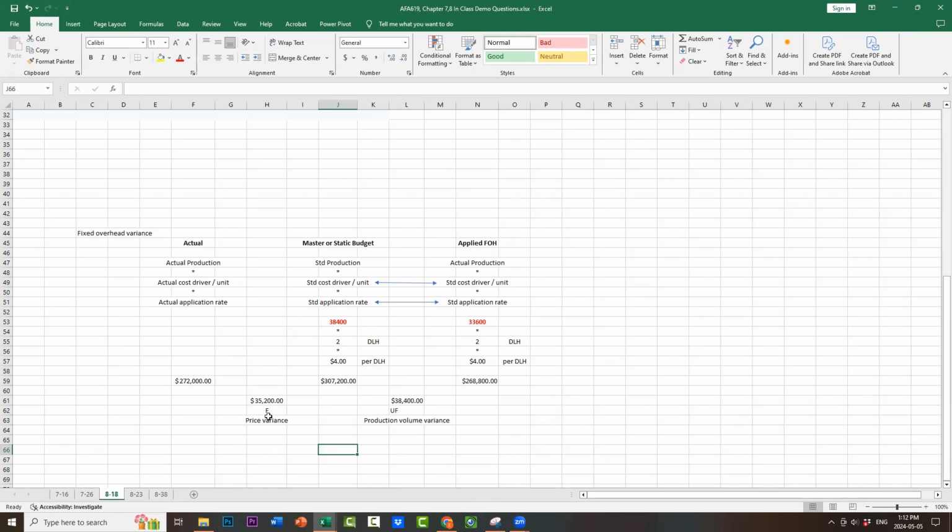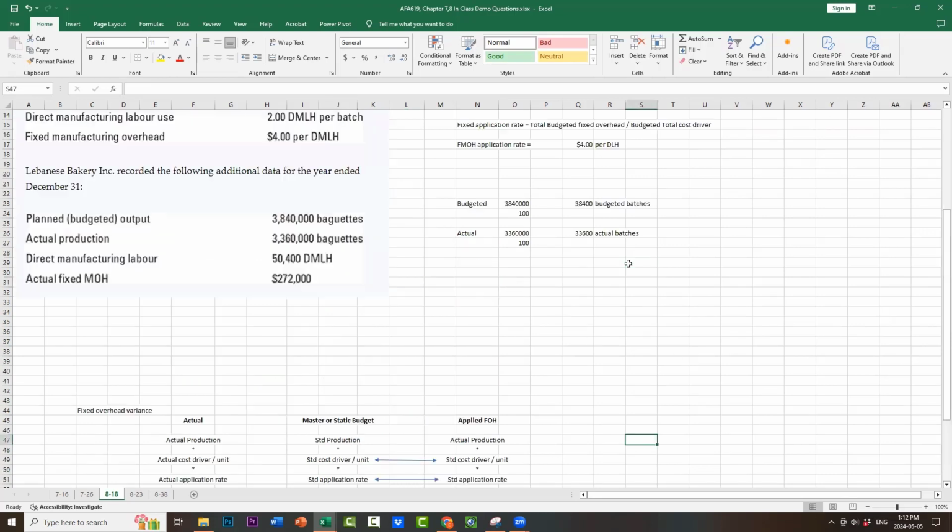Now, what is the overall fixed overhead variance? This is favorable, this is unfavorable. They go in opposite directions. I'm going to subtract it, and I can see that this is unfavorable. So the overall variance, the fixed manufacturing overhead variance, is unfavorable by $3,200. Let's see what else.